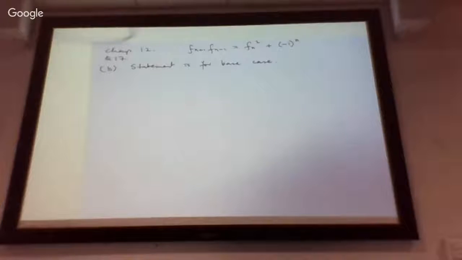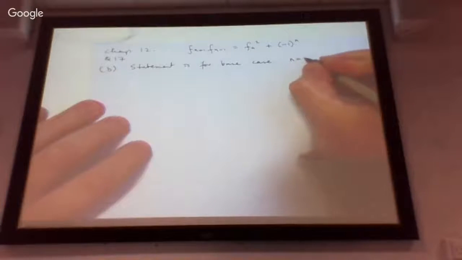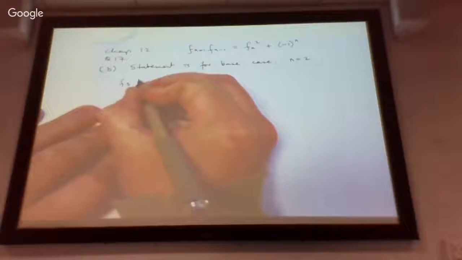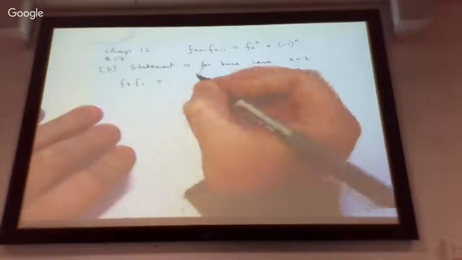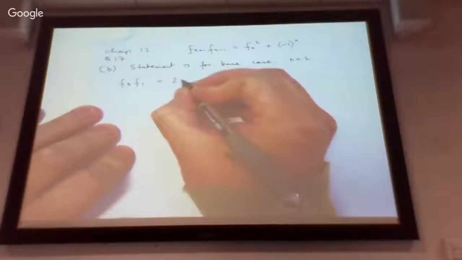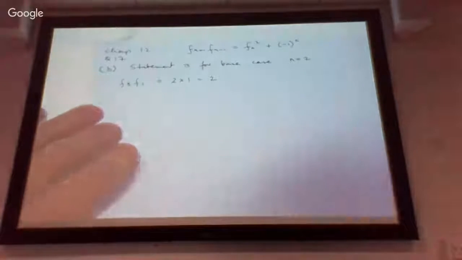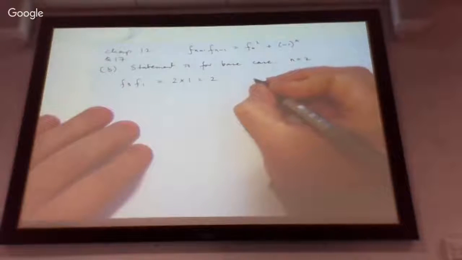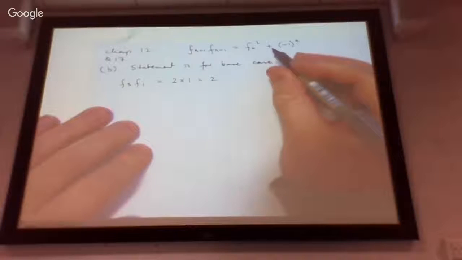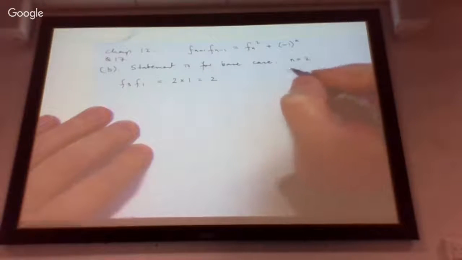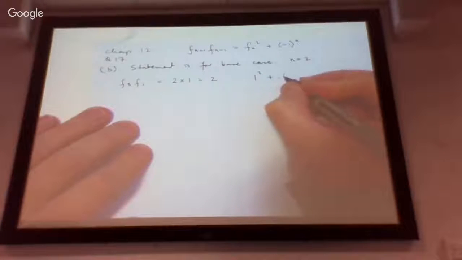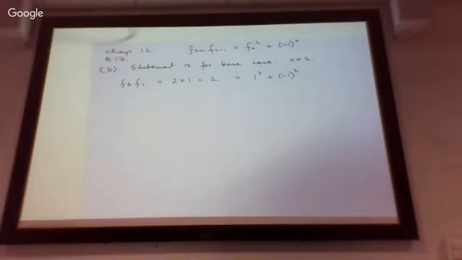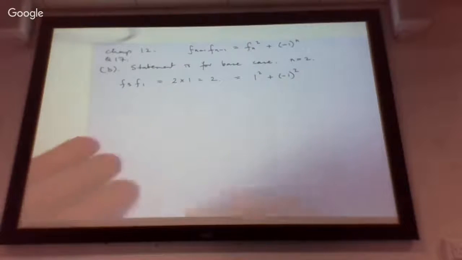So the base case is n equals 2. So n equals 2 is f3 times f1. But what is f3 times f1? Well, f3 is 2, f1 is 1, so that's equal to 2. So the left-hand side is 2. Then you just have to check that the right-hand side is equal to 2 as well. Well, the right-hand side is f2 squared. So f2 by definition is equal to 1. So 1 squared plus 1 is of course equal to 2 as well. So it's certainly true for the base case.